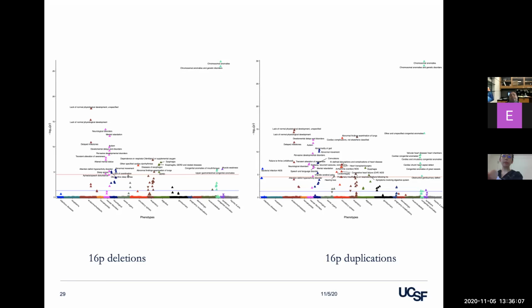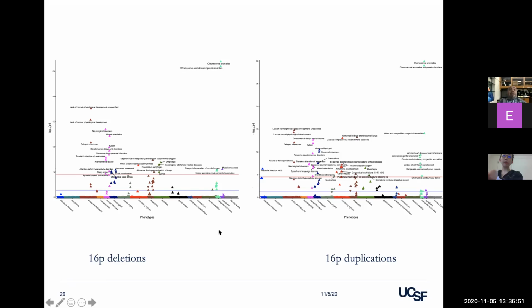You'll have to bear with me for some of these slides, but this is what we get for 16p duplications and deletions. And just to briefly note, on the x-axis are different phenotypes. These labels you see are categories of phenotypes, like infectious disease, congenital anomalies, sense organs, and everything above this top line are phenotypes that are significantly associated with these duplications and deletions.